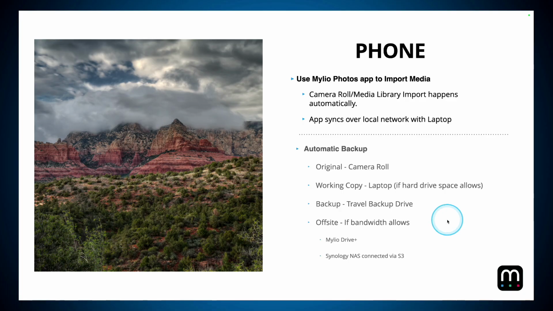If I'm shooting on my phone, what I do is make sure that my phone is on with Mylio running, maybe in the evening when I get back to wherever it is I'm staying. I turn on my laptop, I plug in that travel backup drive, I turn on my phone with Mylio running, and I let everything sync over the local network. And that allows Mylio to pull those pictures off my camera roll and put them onto that travel backup drive.